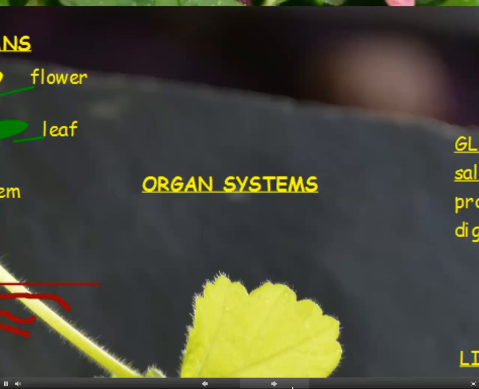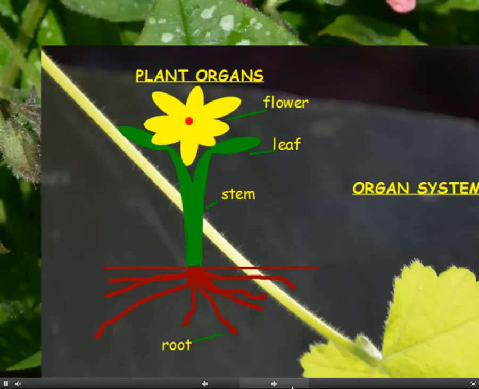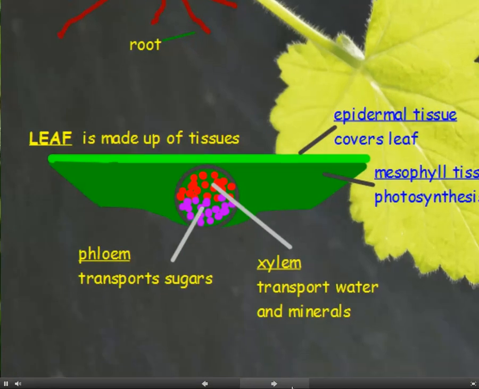Let's have a look at some organ systems. Plants have organs. They have flowers, leaves, stems, roots. Certain time of the year they might have fruits. And if they have organs, then they must have tissues because organs are made up of several different tissues. Let's have a look at the tissues that make up the leaf.